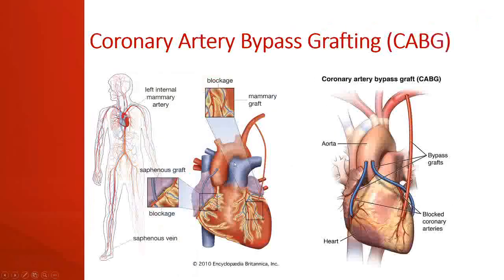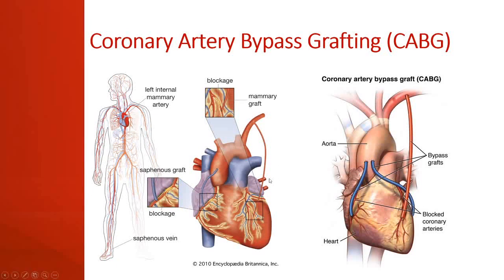Now let's see. In this picture we can see that two vessels have been used as bypass vessels, or bypass grafts. One is the vein collected from the leg, the saphenous vein, as we can see here. And we can also do grafting by using an artery directly from the large arteries, like this one.